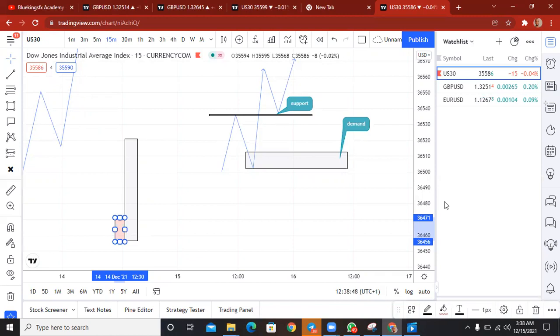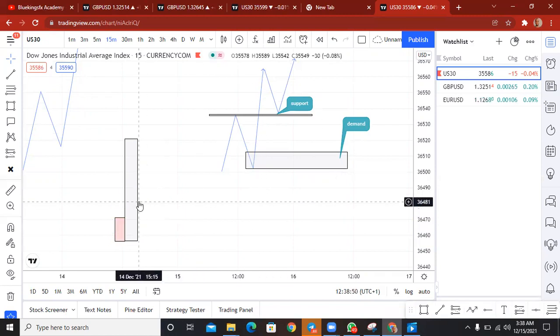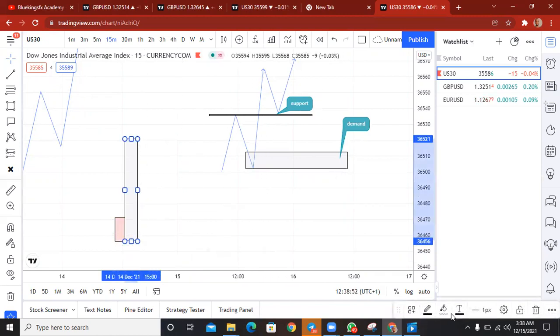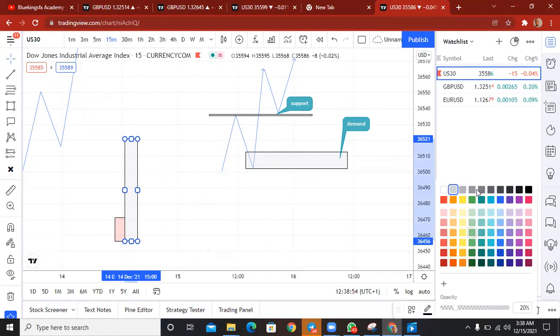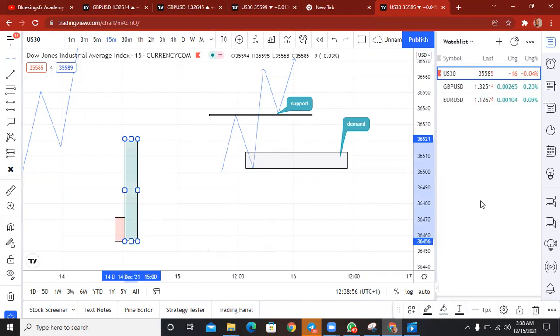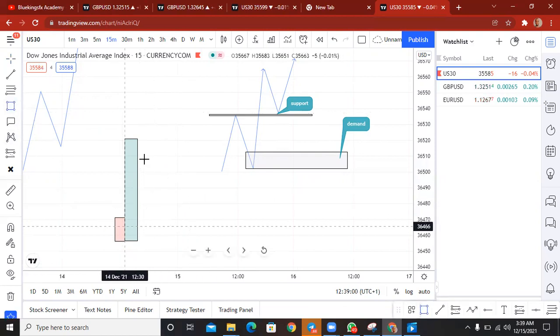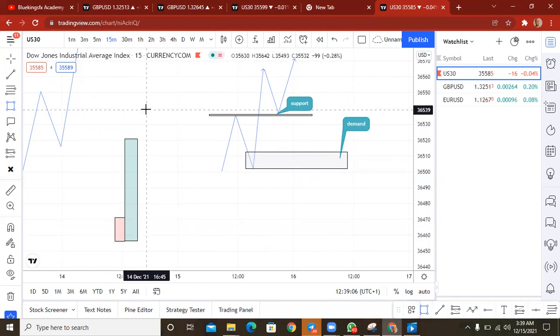Right, so color this red, and here green. And this is what I mean by a demand zone. The demand zone is the last red candle before a sharp move to the upside.